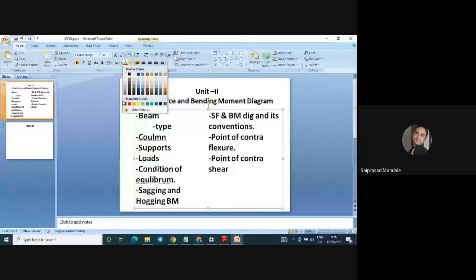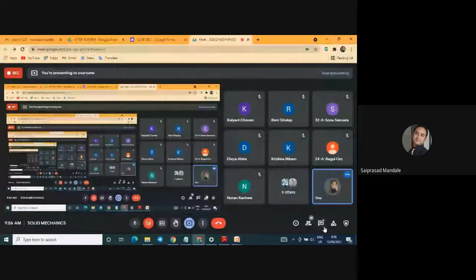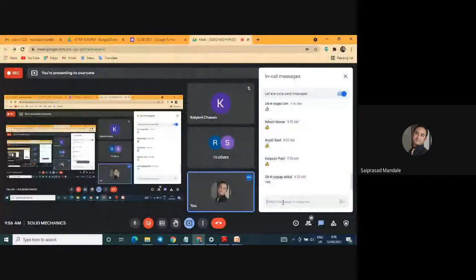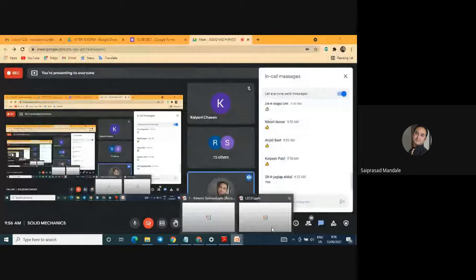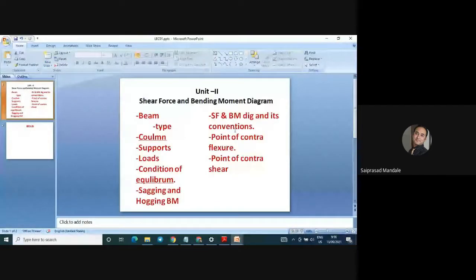So you have to be very clear about each and every point. What is beam? My first question to everybody is, what do you mean by beam? Please tell me. Anyone, you can ping in the chat box. This theory is very important. In today's first session, I am going to cover all those points in depth.